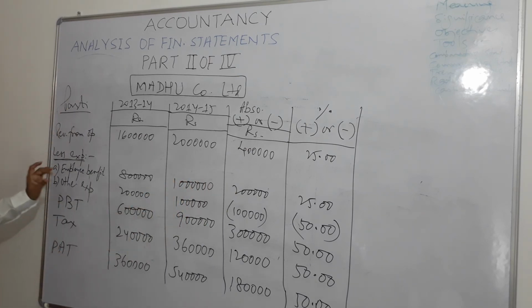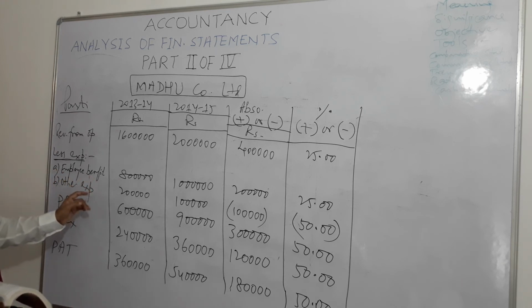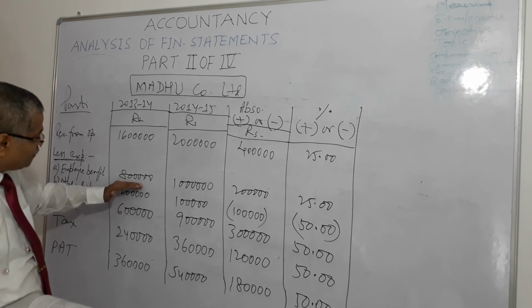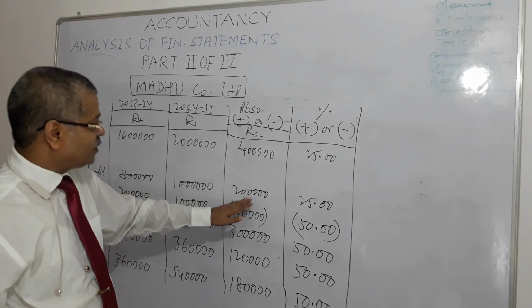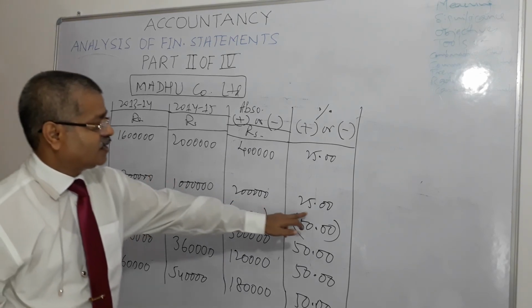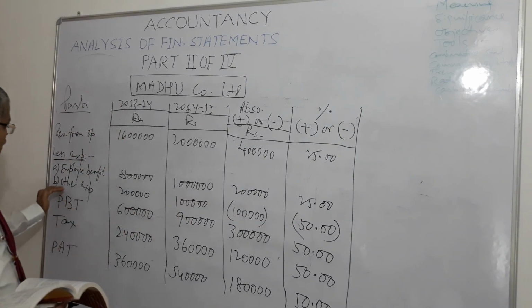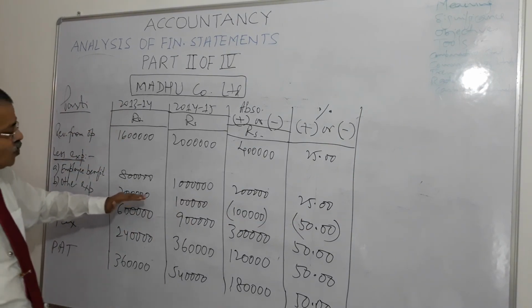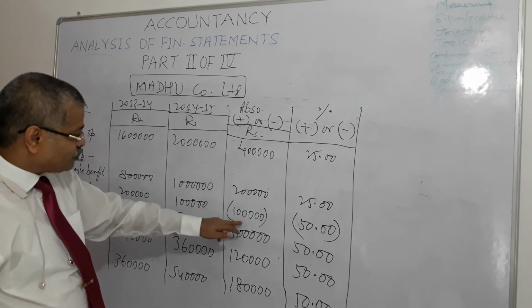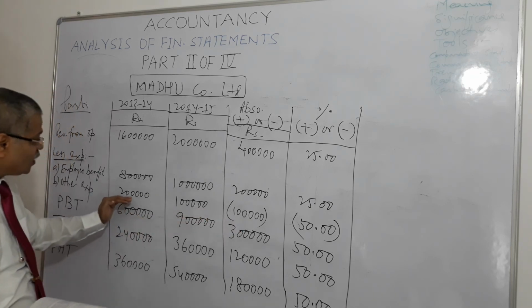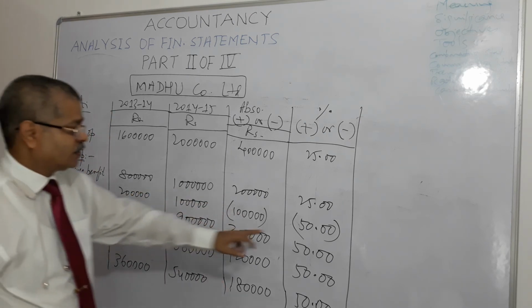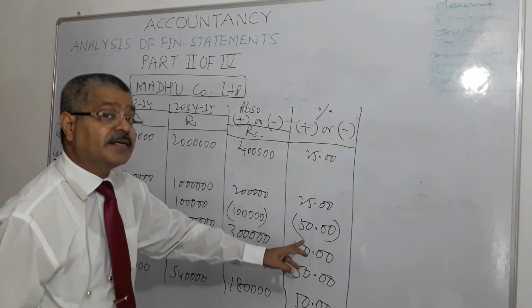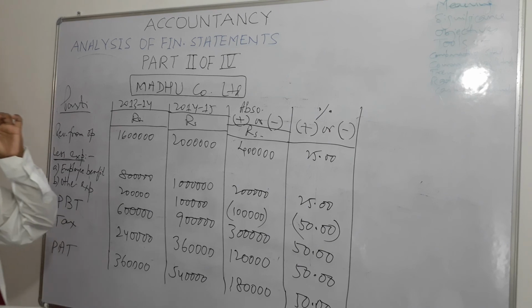Let's see expenses. Expenses are of two kinds. Here, employee benefit expenses, other expenses. Employee benefit expenses have increased from 8 lakhs to 10 lakhs. Absolute increase of 2 lakhs. And 2 lakh as a percentage of 8 lakhs is 25%. Other expenses have declined from 2 lakh to 1 lakh. So there is absolute decline of 1 lakh. And 1 lakh as a percentage of 2 lakh is 50%, but minus because it has declined from 2 lakhs to 1 lakh.